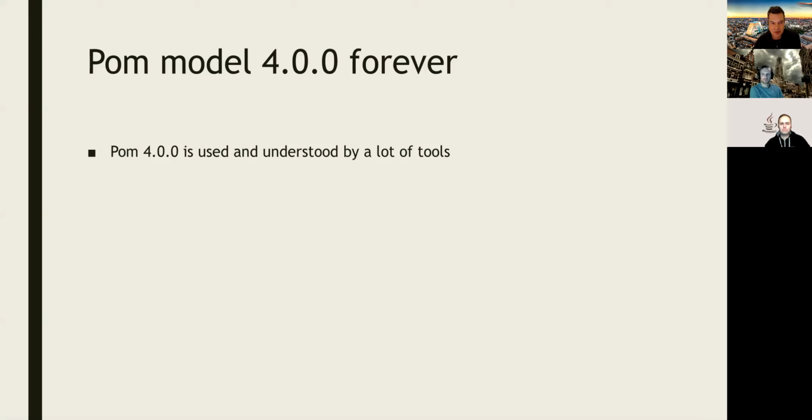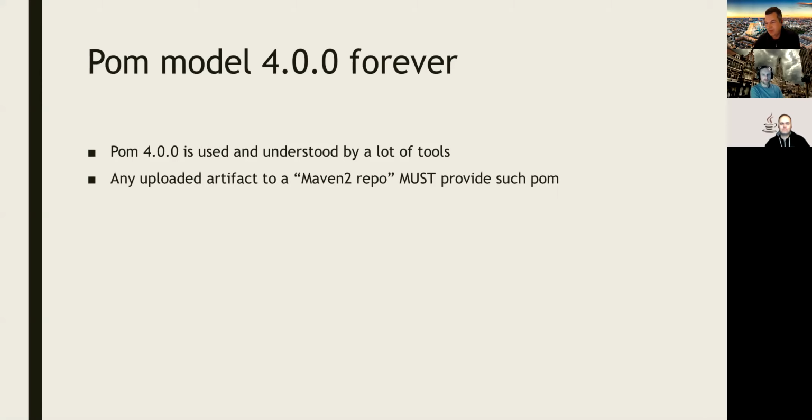And although the POM file has an XSD to verify if the elements and so on are all valid, we know that not everyone is using them. And right now, if you upload an artifact, you must always provide a POM file as well. And this must be a 4.0.0 version, because this is the one that's being consumed all the time. So if we would change that, we would probably break a lot of builds. Makes sense, right?